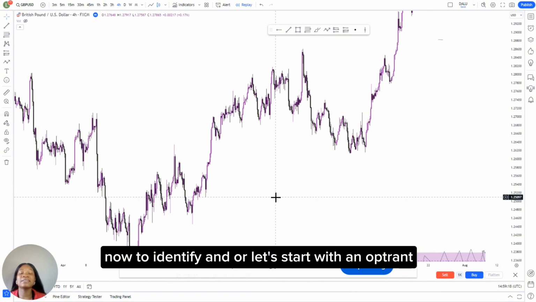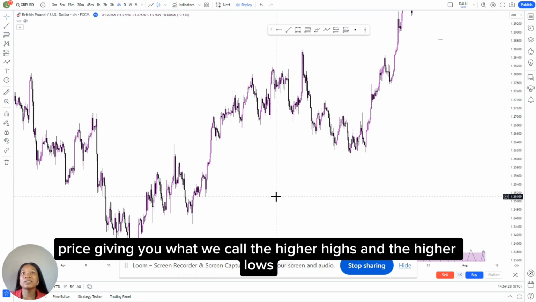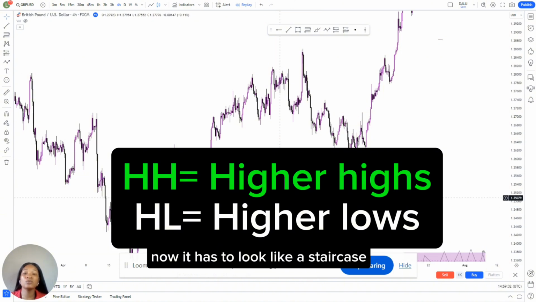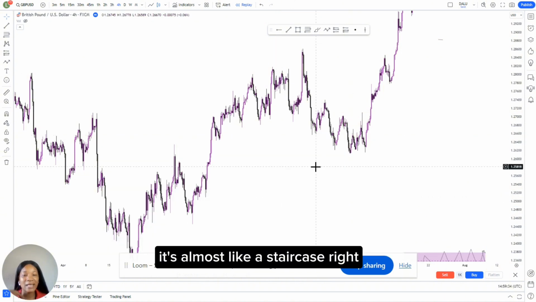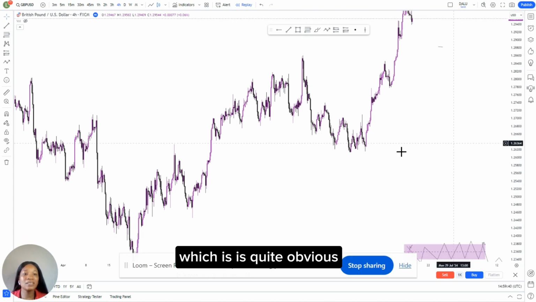Now, let's start with an uptrend. To identify an uptrend, you want to see price giving you what we call the higher highs and the higher lows. It has to look like a staircase. It's almost like you are ascending a staircase, which is quite obvious.